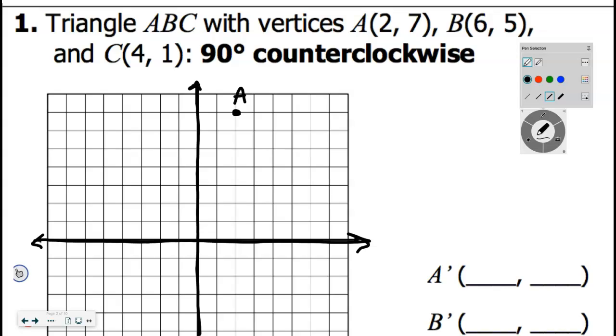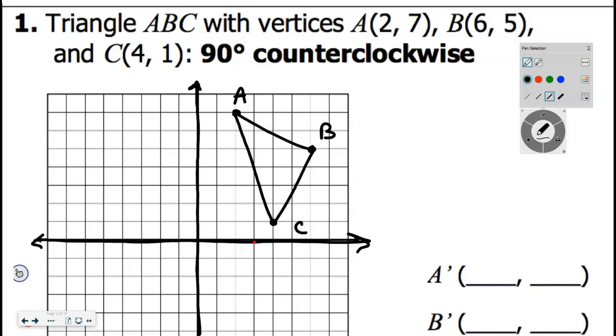I'm going to take B and go 6 to the right. 1, 2, 3, 4, 5, 6. 1, 2, 3, 4, 5. I'll put a little B on there. And then C, I'm going to go 1, 2, 3, 4 to the right and 1 up. I'm going to make my triangle. And then I'm going to do some math that'll turn it.